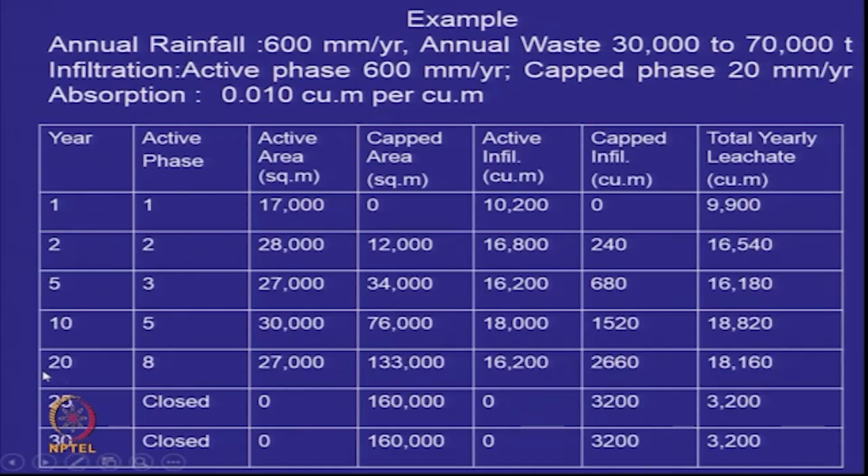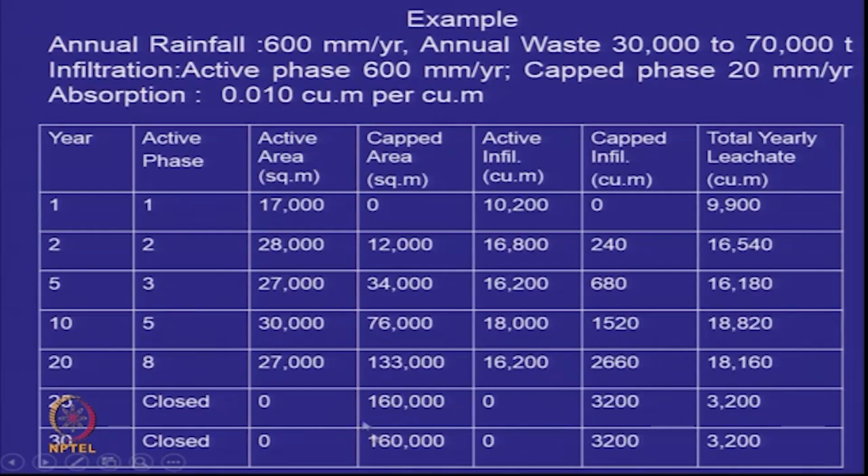If I looked at the 20th year, 27,000 is my active area and 133,000 is capped. But from the active area, I am getting this much leachate. From the capped area, I am getting this. What I am trying to tell you is that as long as there is one active area operational, the amount of leachate coming out is very, very large, though the capped area is very large. The moment the active phase finishes, the landfill produces much smaller quantity of leachate.